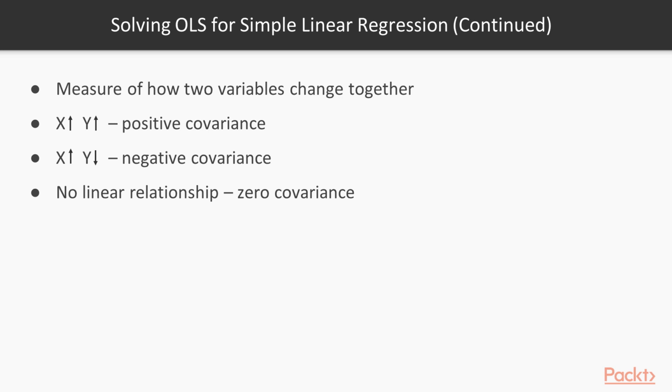Covariance is a measure of how much two variables change together. If the variables increase together, their covariance is positive. If one variable tends to increase while the other decreases, their covariance is negative. If there's no linear relationship between the two variables, their covariance will be equal to 0. They are linearly uncorrelated, but not necessarily independent.